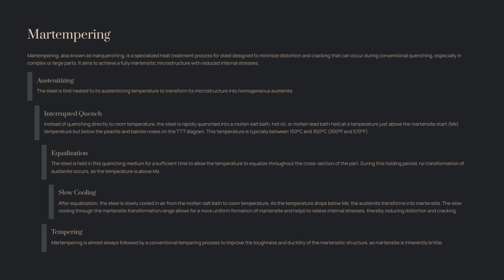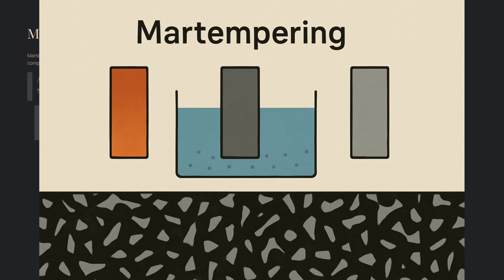Advantages of martempering: reduced distortion and cracking. The primary advantage is the significant reduction in thermal stresses and volume changes during the martensitic transformation, leading to less distortion and cracking compared to conventional quenching. Improved dimensional stability. Components treated by martempering exhibit better dimensional stability, suitable for complex geometries. It is particularly beneficial for parts with intricate shapes or varying cross-sections that are prone to distortion during rapid quenching.